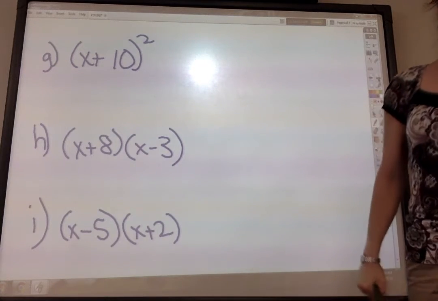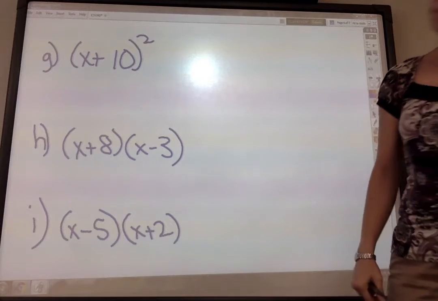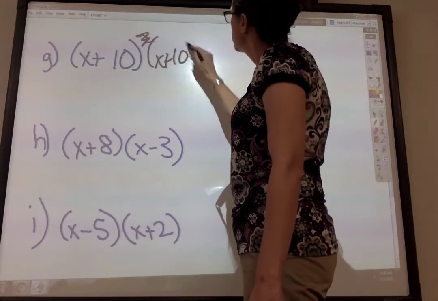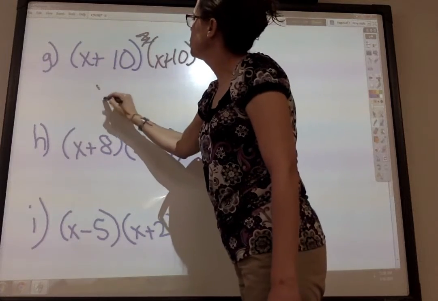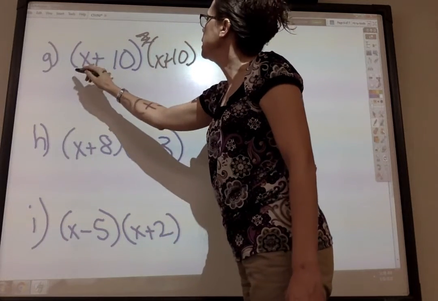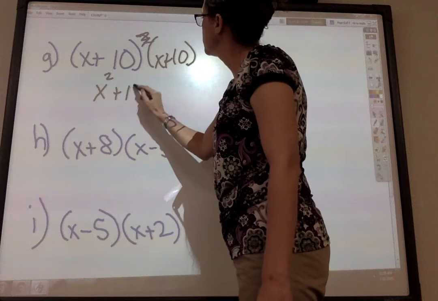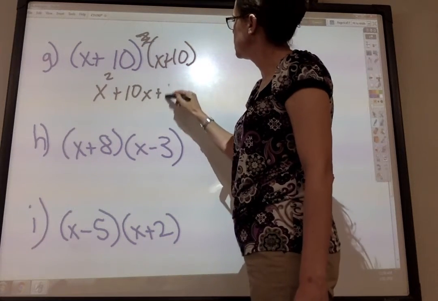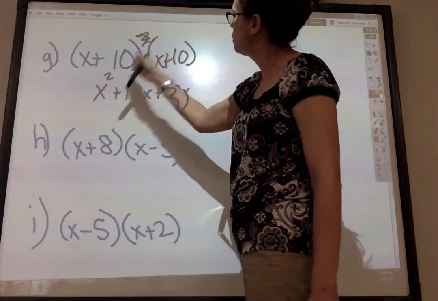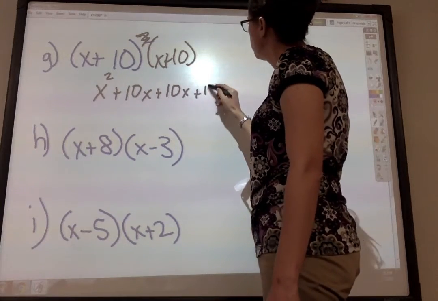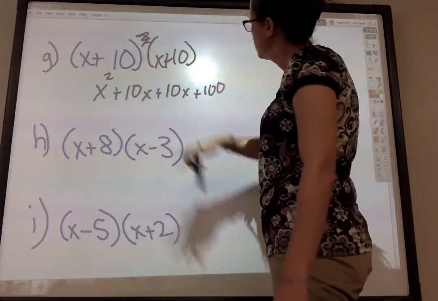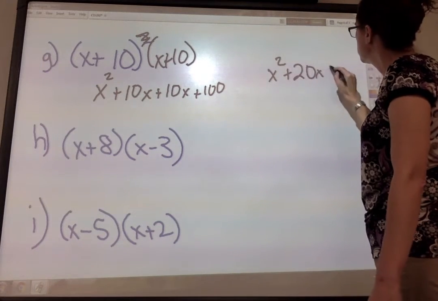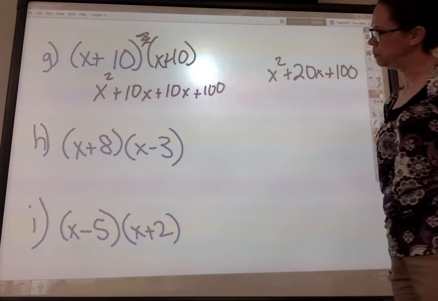Next, G. X plus 10 quantity squared means x plus 10 times x plus 10. X times x is our first terms, x squared. Outside, x times positive 10, positive 10x. Inside, positive 10 times x, positive 10x. Last, positive 10 times positive 10 is positive 100. Combine my middle terms, x squared plus 20x plus 100. Okay?